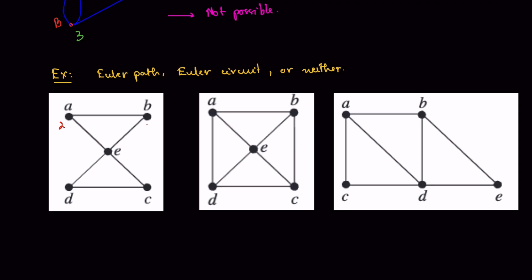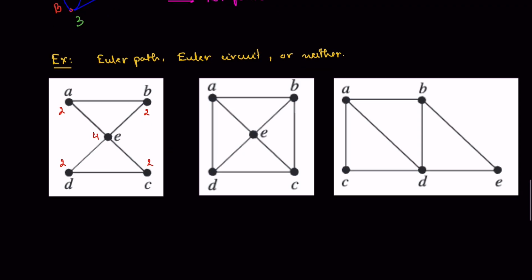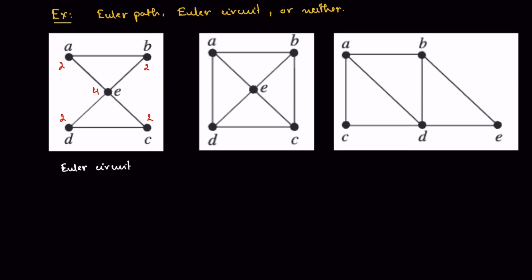For B, the degree is 2. For E, the degree is 4. For D, the degree is 2. And for C, the degree is 2 as well. Therefore, the first graph has an Euler circuit. So there should be multiple solutions to the Euler circuit for this graph.